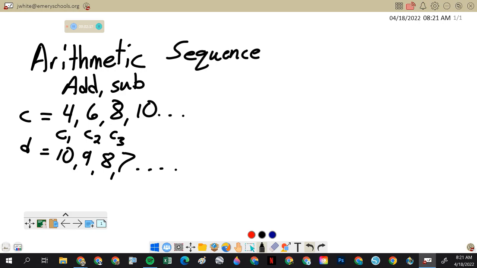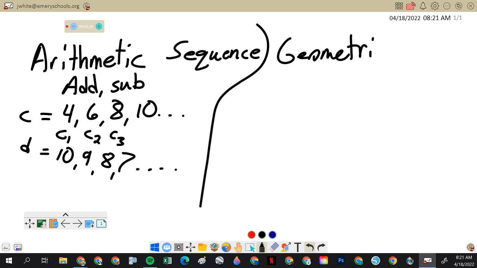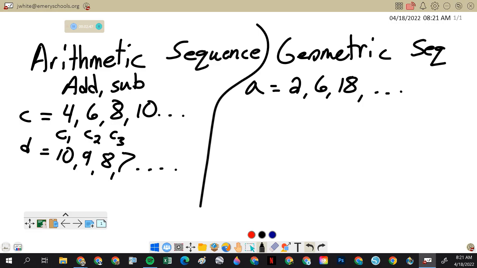All right. The other type of sequence, do you guys remember? Geometric. Good. Geometric sequences have what pattern? Multiplication, right. So we could have sequence A, which is 2, 6, 18, and so on. Now, all geometric sequences are described using multiplication.